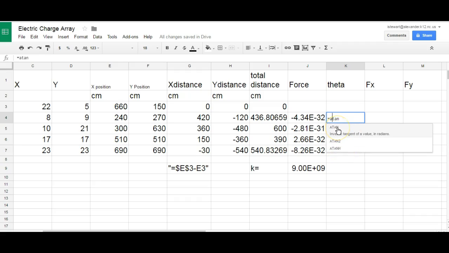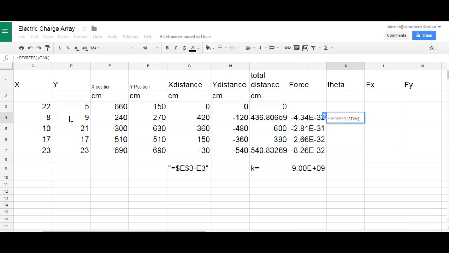Well, we want our inverse tangent, but we need it in degrees. And so instead of putting atan right away, we put degrees, and then have our parentheses. And it's going to give us that inverse tangent. So we put degrees first, I think. Let's make sure. Yeah, we want degrees. And now we want atan. And we want the inverse tangent of y over x.